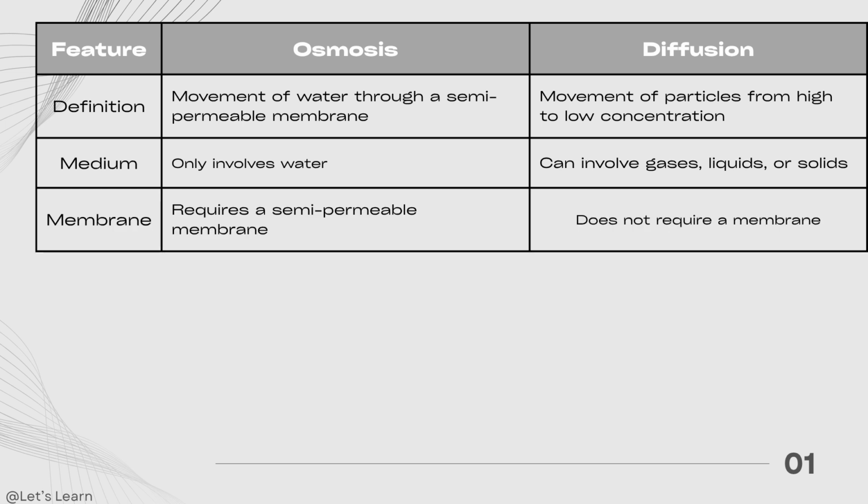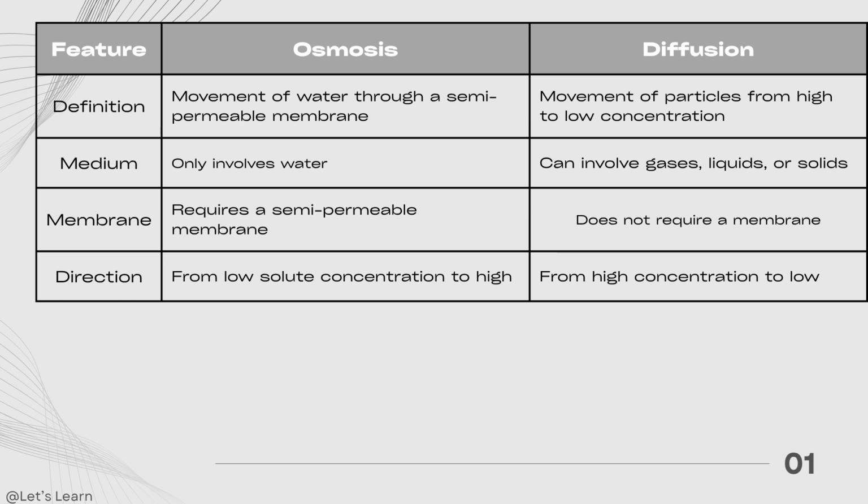Third, membrane. This is a key difference. Osmosis requires a semi-permeable membrane. It's necessary for water to pass while blocking other molecules. Diffusion doesn't need any membrane at all. It can happen freely wherever there's a concentration difference.